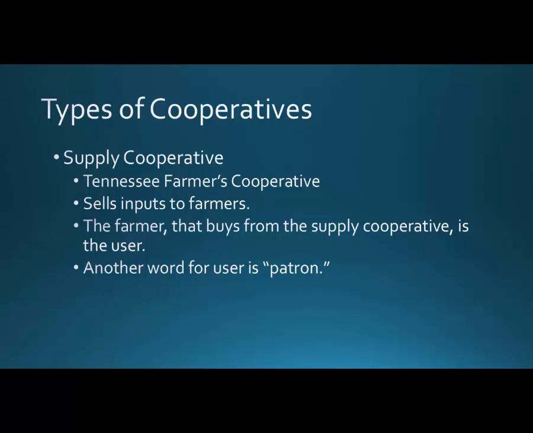The first type of cooperative you need to know about is a supply cooperative. This is the one we are most familiar with here in Tennessee because we have a very large and successful supply cooperative right here in our state, the Tennessee Farmers Cooperative. This is the cooperative whose primary purpose is to sell inputs to farmers. So if a farmer needs feed for their animals, you can buy it at the Tennessee Farmers Cooperative. So in the world of cooperatives, we're going to call our user the patron.